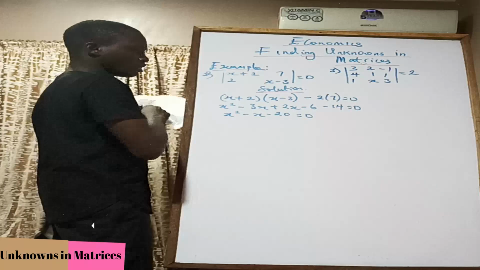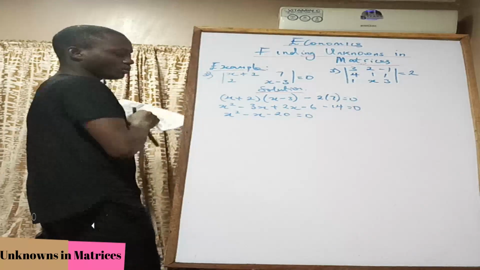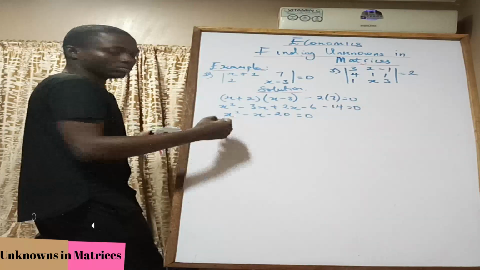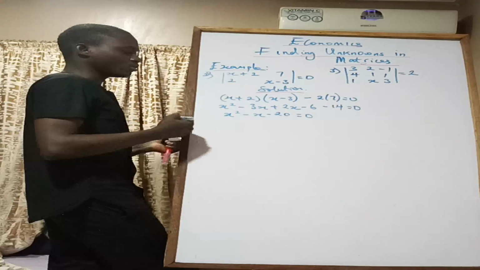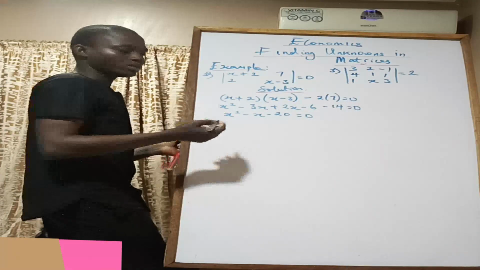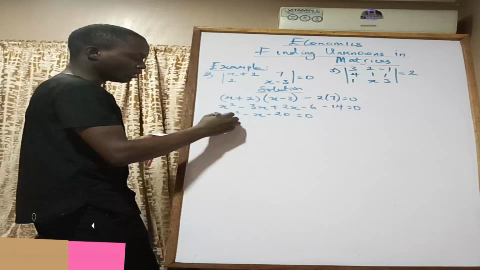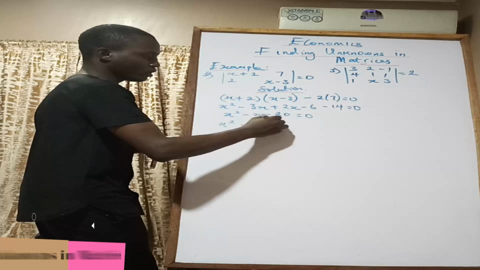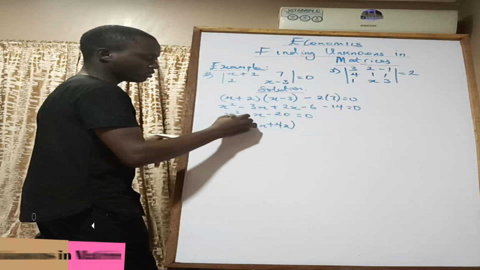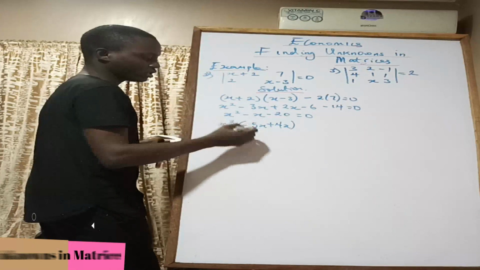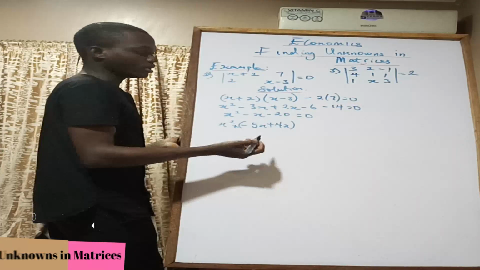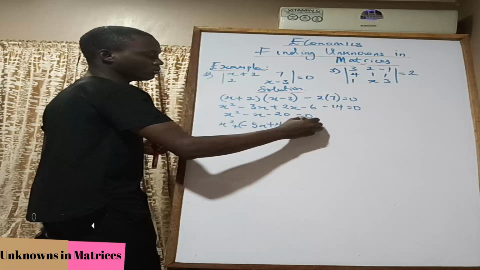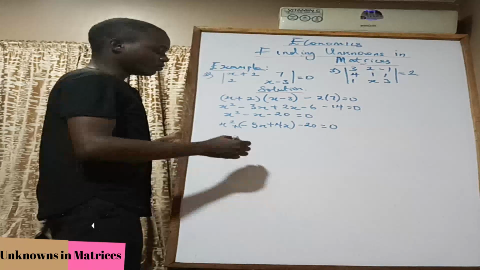We can use the factorization method. What two numbers can we multiply that will give us minus 20x? Of course, before now I must have done quadratic equations, and they will give us minus x. So our best bet is x squared, then minus 5x plus 4x. Minus 5x plus 4x will give us minus x, and minus 20, then this equals 0.